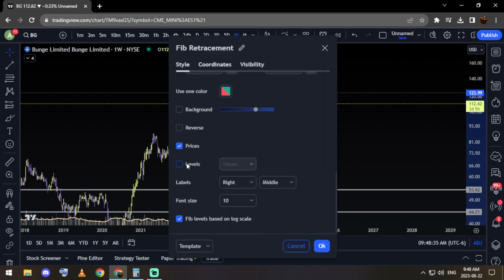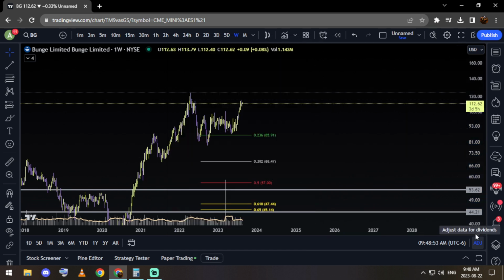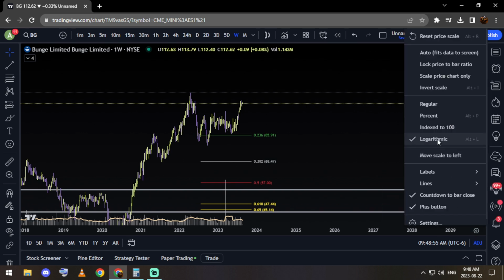So what I wanted to show you guys, at least on the Fibonacci retracement tool, is if you are using logarithmic scale, you need to open the Fibonacci tool and you need to go down here and click this: Fib levels based on log scale, okay? Once you have that clicked on, it makes a big difference, okay, in terms of what you see.